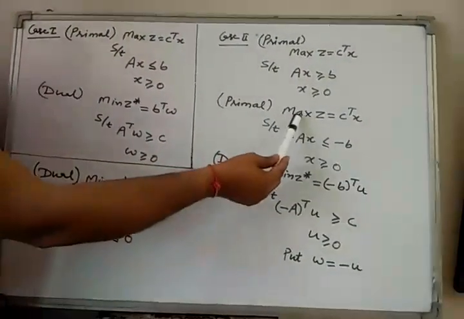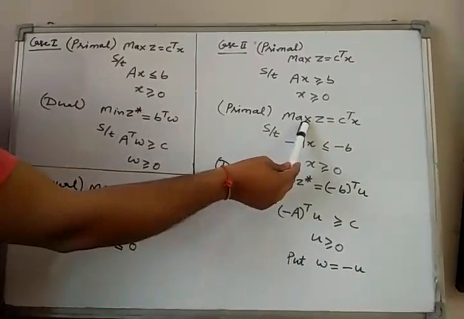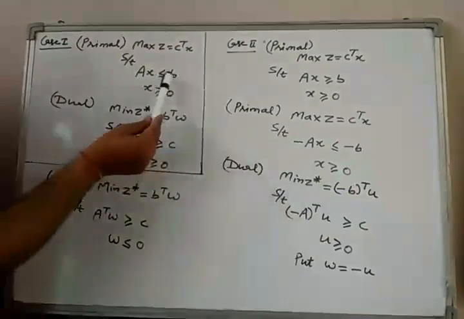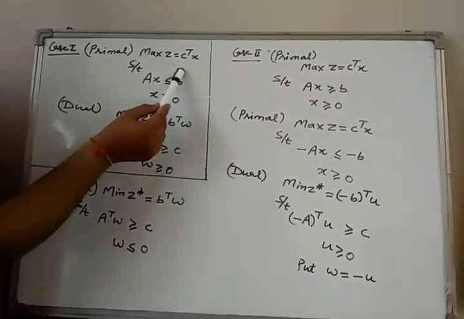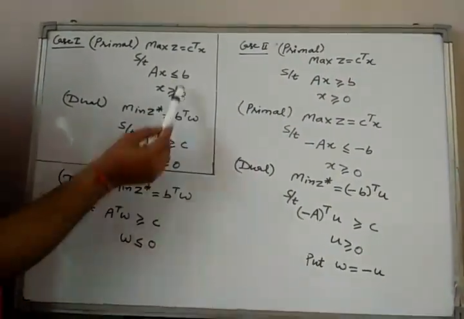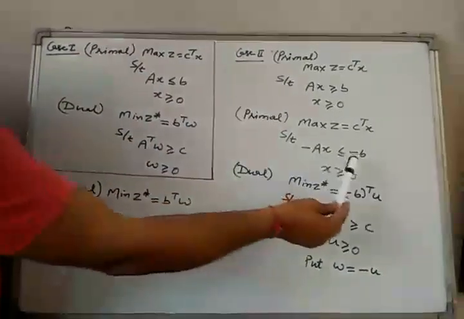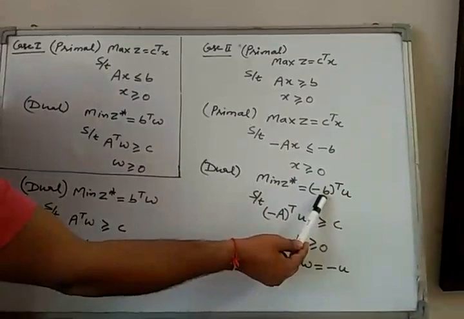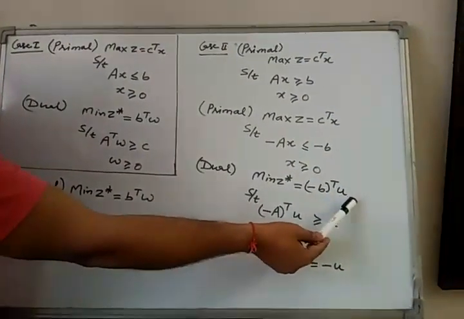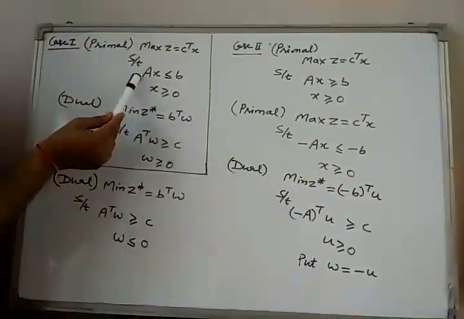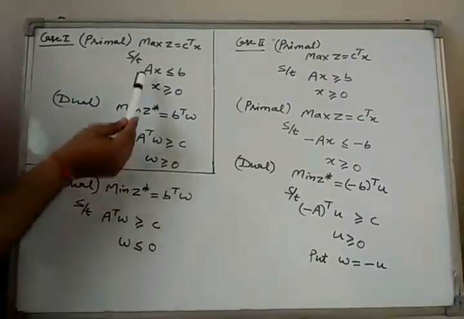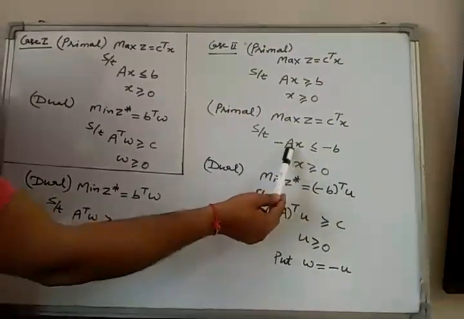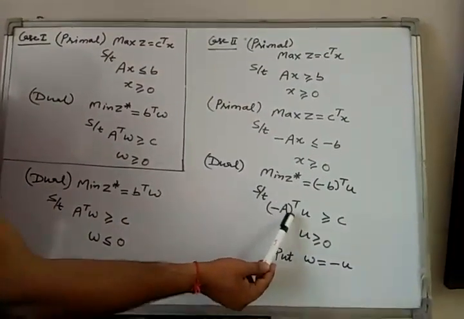In the same way, as primal is a maximization problem, therefore its dual is a minimization problem. Here we take in dual the transpose of right hand side, and u is our dual variables. Therefore we take the transpose of this coefficient matrix in dual, minus A transpose.